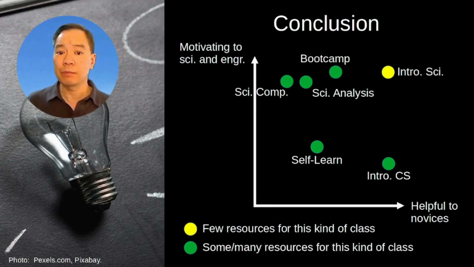One of the other things that this particular schematic shows us too, as demonstrated through the coloring of the circles, is that for all these different kinds of class structures, they all have some or quite a few resources to support that kind of structure. The outlier is the yellow case for introductory programming courses that are geared for scientists and engineers. So while that particular kind of class structure both is motivating to scientists and engineers, as well as being helpful to novices, that particular class structure has currently few resources for students to be able to use.